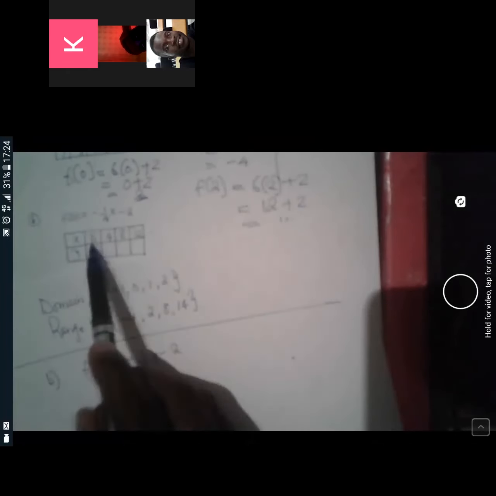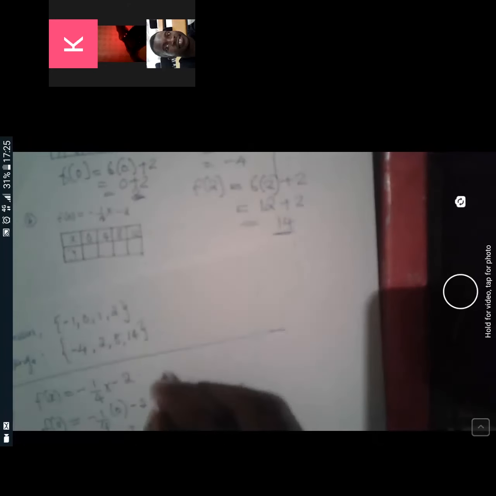So what are we going to do to find the values of y here? Just plug in the values of x. In this case, the table we've been given, the first value of x is 0. So you find f of 0. f of 0 is equal to -1/4 times 0, which is 0, minus 2. There you get -2. So 0 is going to pair with -2.